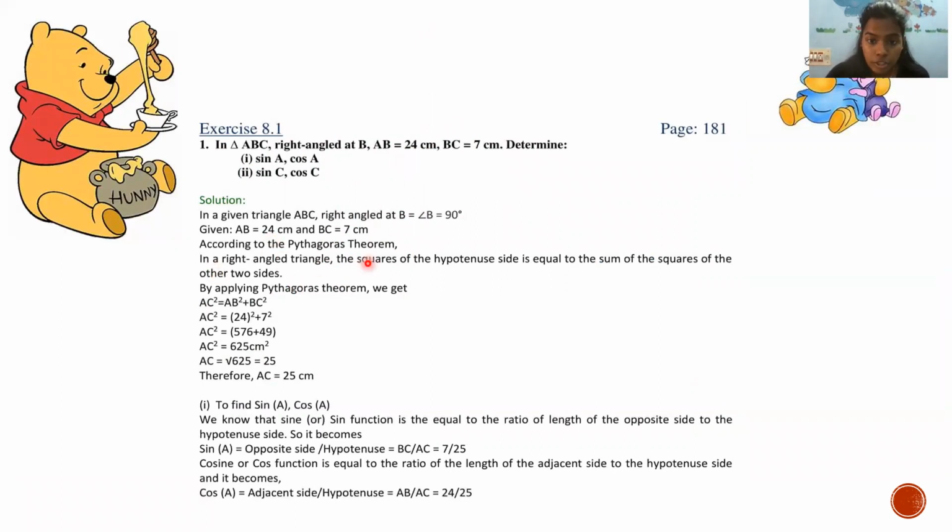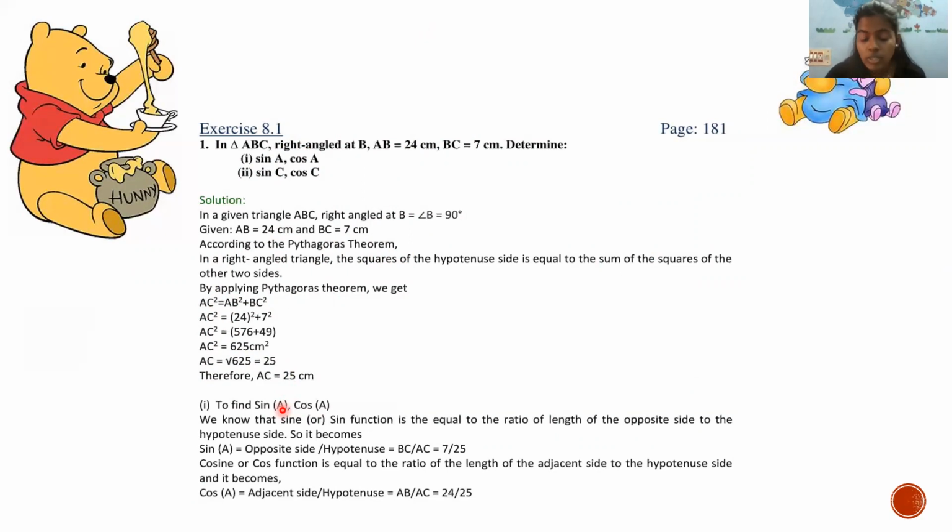According to the Pythagoras theorem, I can write AC square is equal to AB square plus BC square. In order to find sine A and cos A, sine C and cos C, what do I need? I need the measurement of all three sides. I've got only the measurement of two sides, so to find the third side I'm using the Pythagoras theorem. By using it, I will find my AC, which is equal to 25 centimeter.